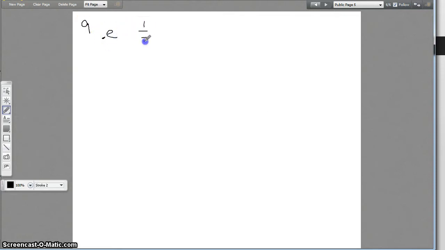We have 1/3, 1/4, and 1/5. Okay, I need to spread these out some. 1/3, 1/4, 1/5. Okay, what is our best choice for this? Well, usually what you want to do is take your largest denominator and start counting by that denominator until you find something that is a multiple of your other denominators.